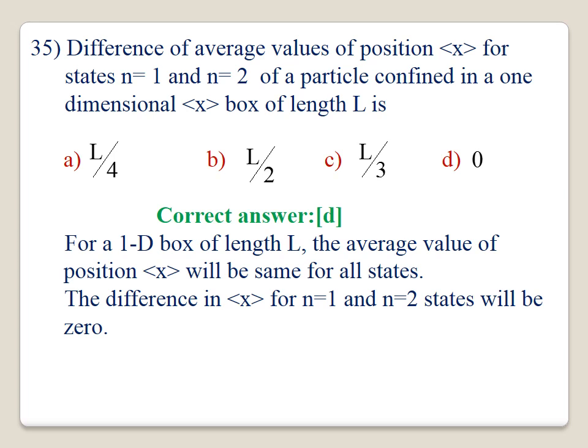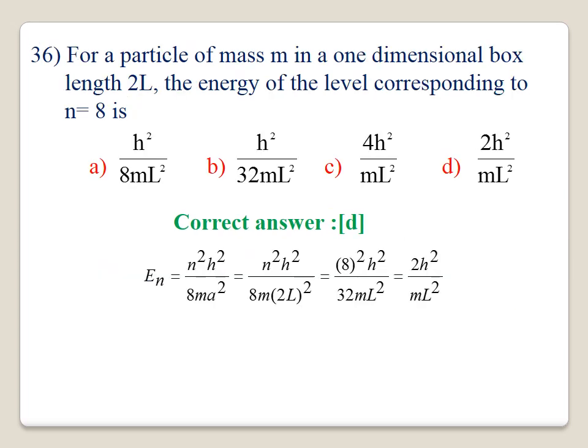Therefore, the correct option is D. Question 36. For a particle of mass m in a one-dimensional box of length 2L, the energy of the level corresponding to n equal to 8.